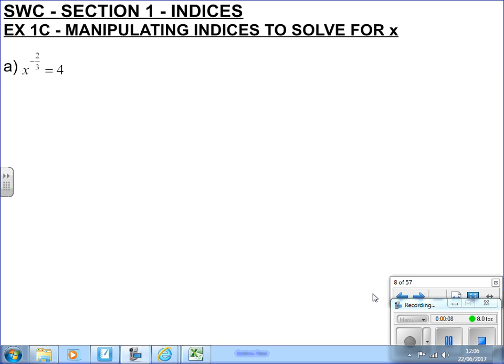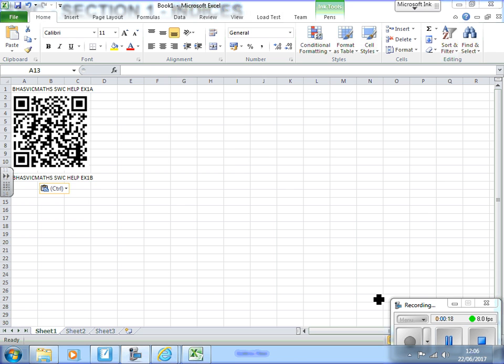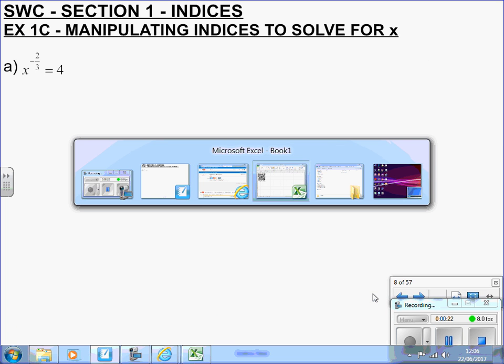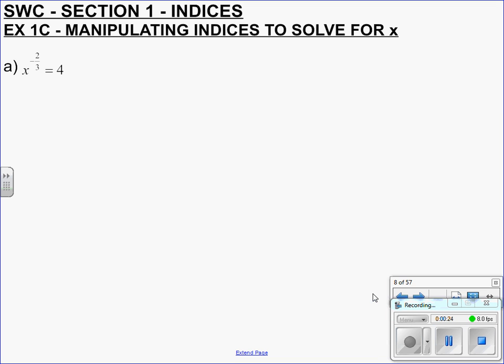Hi everyone. So third video, exercise 1C. This one, manipulating indices to solve for x. So if you watched the other two videos because you needed help, that's great. If not, hopefully you're okay with the basic indices laws. This time we've got a slightly different emphasis.